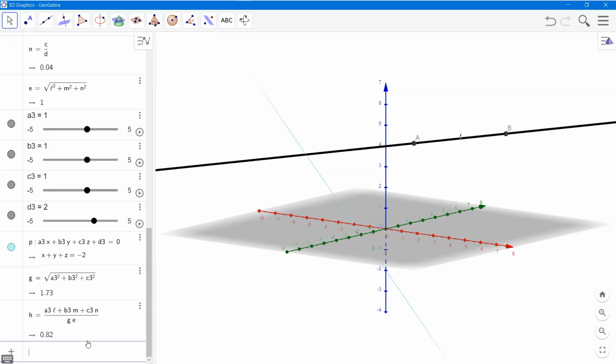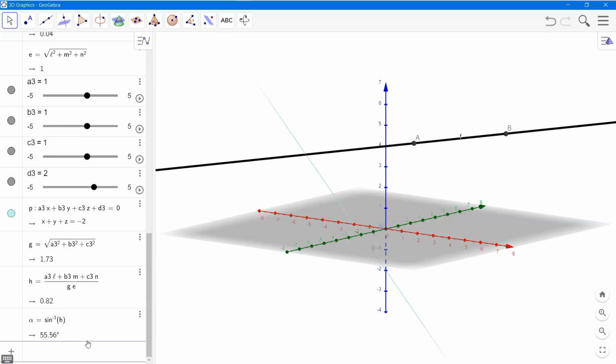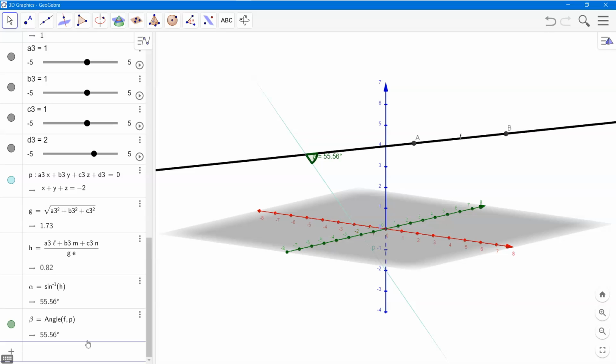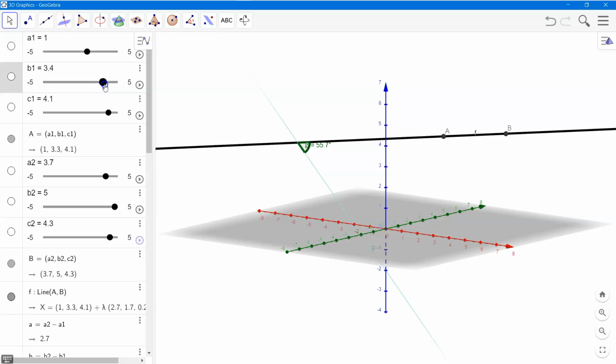So that gives us 0.82. And we have to find the angle. So arcsine, that is sine inverse of H. That gives us 55.56. Now let's ask GeoGebra to figure out the angle. So angle between the line F and plane P, 55.56. Great.